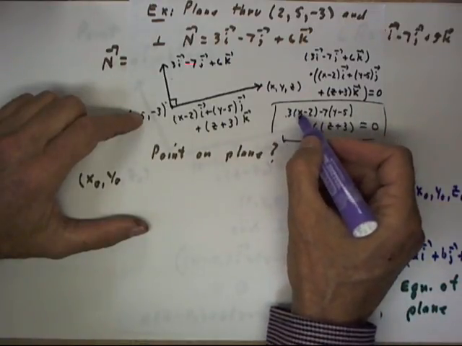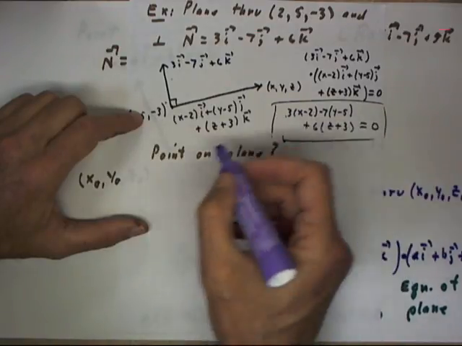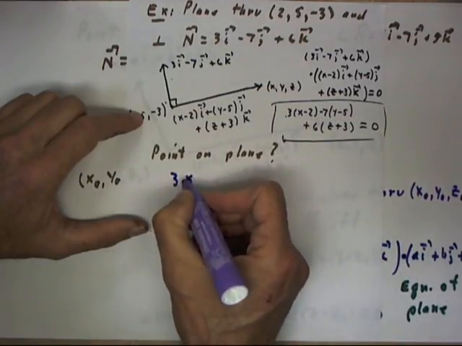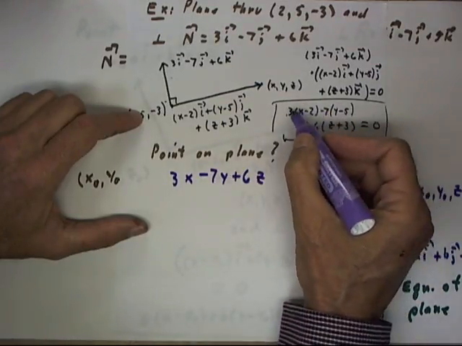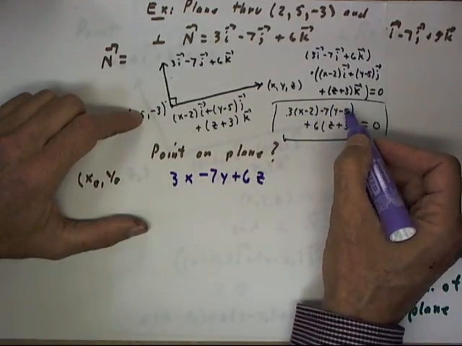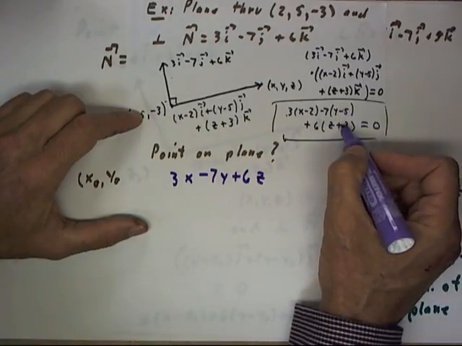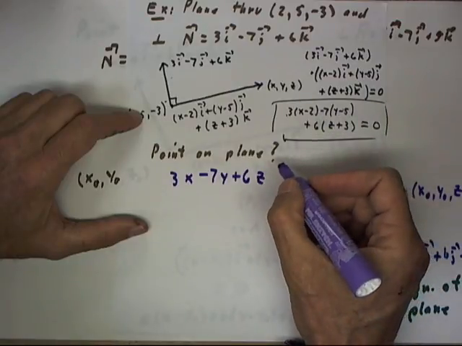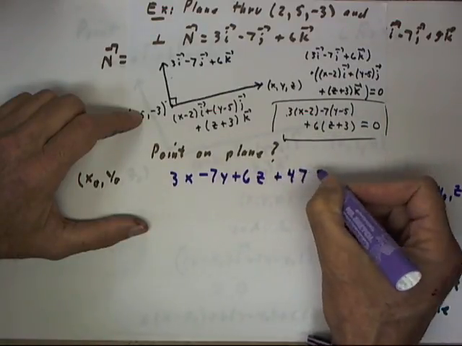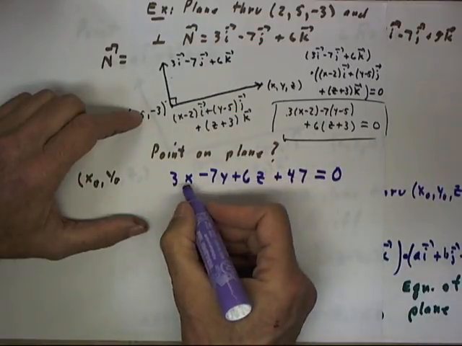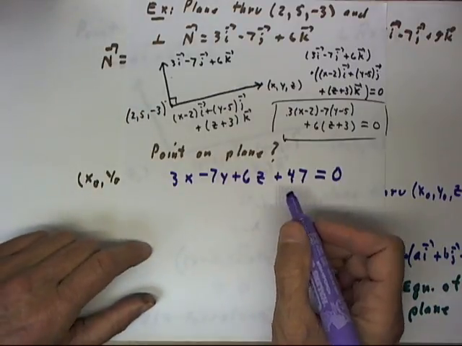If we multiply through using the distributive law, we're going to get 3x minus 7y plus 6z, and then we're going to get minus 6 plus 35 plus 18. Now 35 and 18 is 53, minus 6 is 47. So I believe that plane is going to be 3x minus 7y plus 6z plus 47 equals 0.